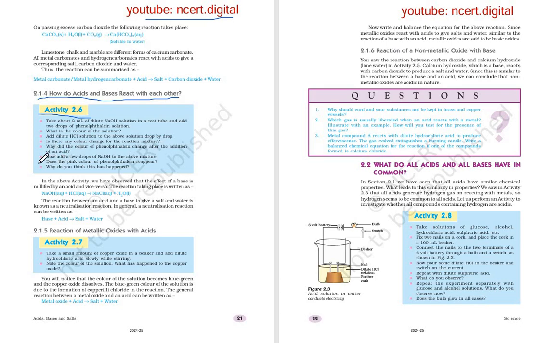Now add a few drops of NaOH to the above mixture. Does the pink color of phenolphthalein reappear? Why do you think this has happened? In the above activity, we have observed that the effect of a base is nullified by an acid and vice versa. The reaction taking place is written as NaOH(aq) + HCl(aq) → NaCl(aq) + H2O(l).